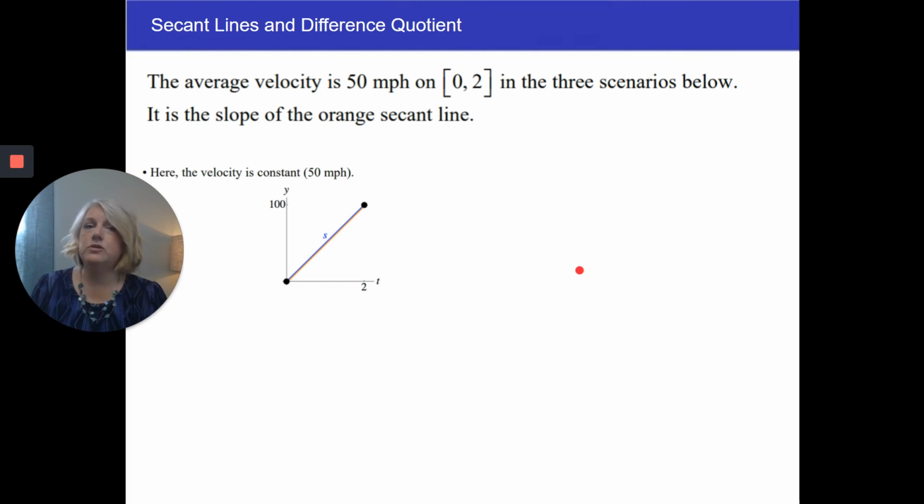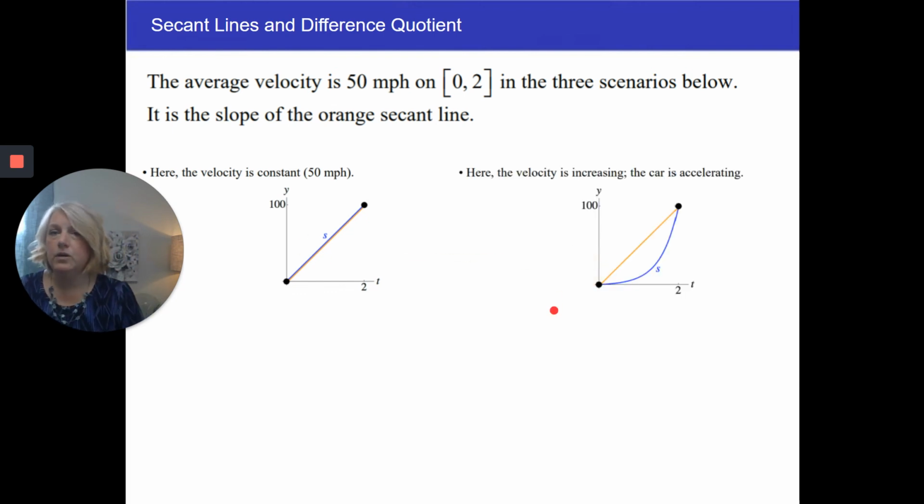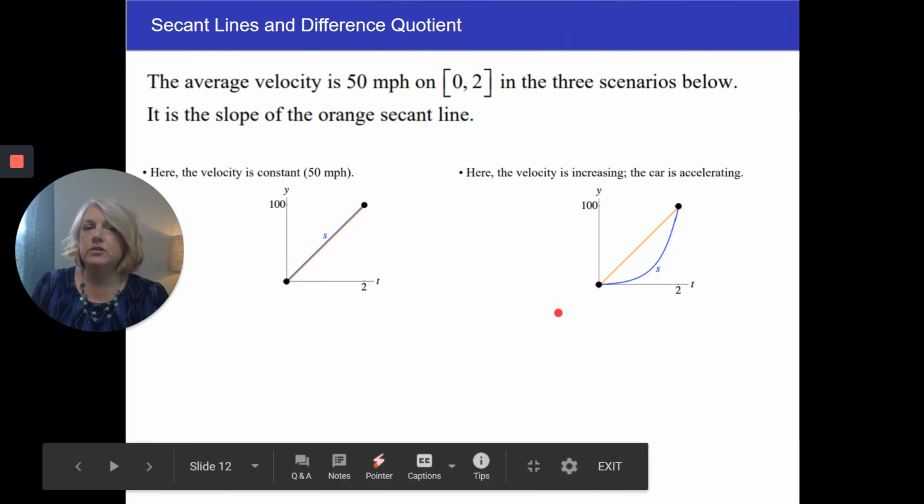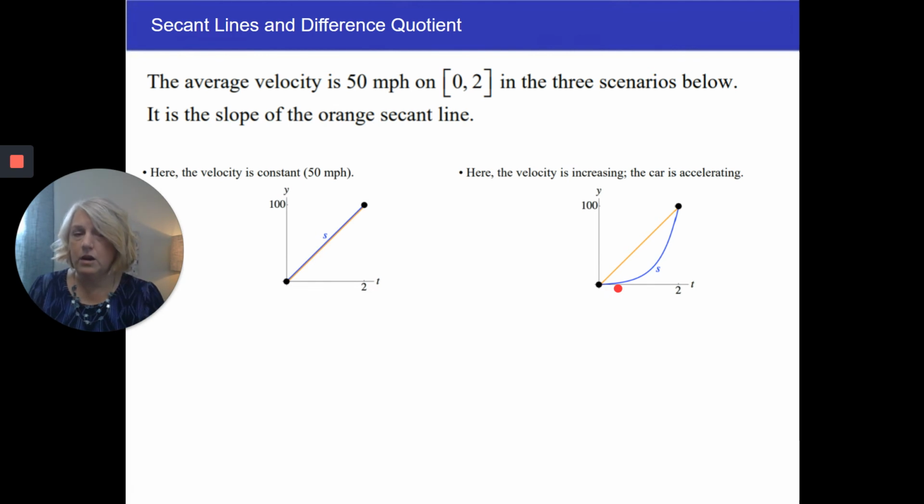Now, that may not be true. An alternate scenario might be that velocity is actually increasing, that the car started with a velocity close to zero because you're starting off, and the velocity itself is increasing over time. And what happens then when you're accelerating is that your curve, notice that the position is increasing, but it's increasing at an increasing rate, which we talked about with concavity and concave up.